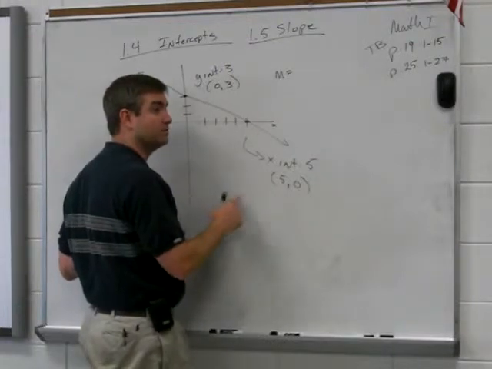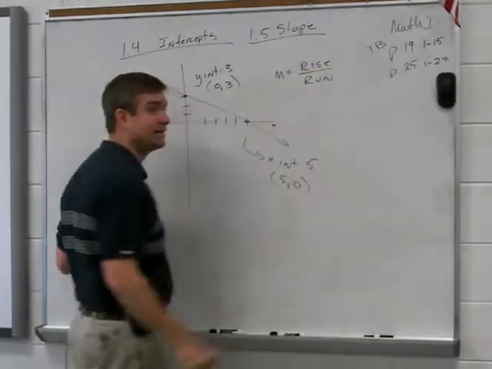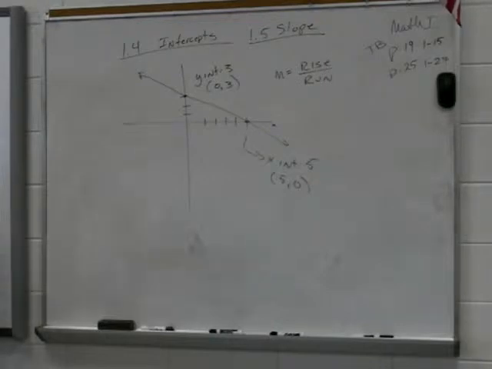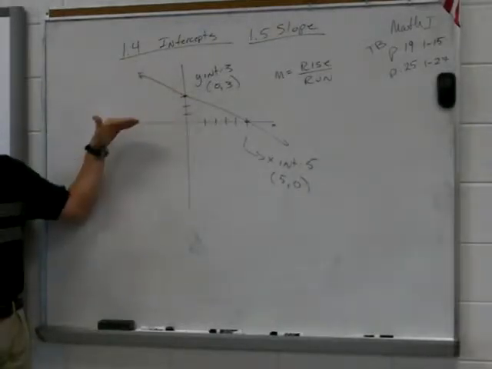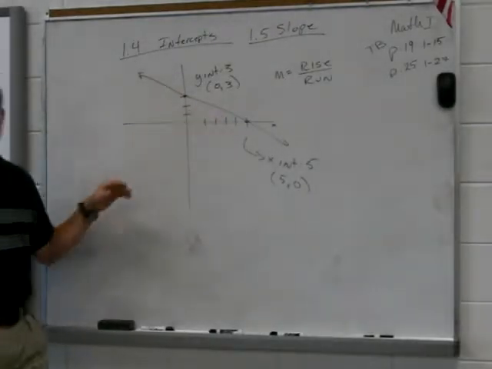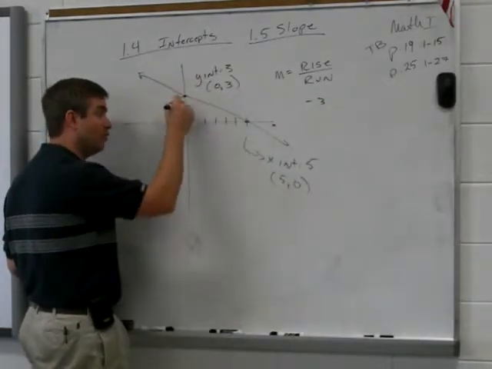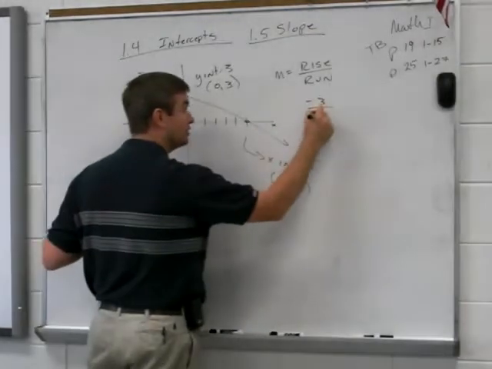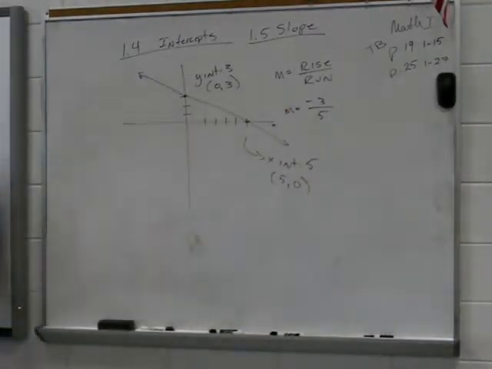Slope equals rise over run. We have a formula we'll talk about in a second, but in general, slope is rise over run. So I know that it has a negative slope. If I wanted to find the slope of this line, how far does it rise and how far does it run? It rises negative 3, meaning it goes down from this point to this point, down 1, 2, 3. How far does it run in that direction? 5.